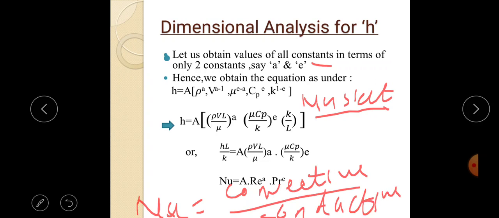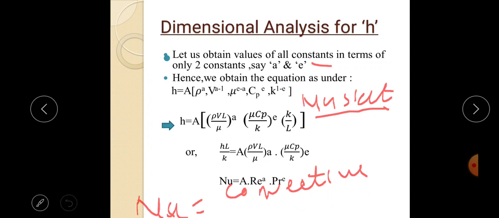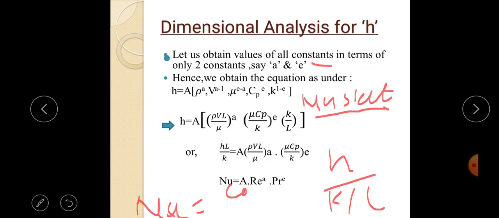Nusselt number is the ratio of convective heat transfer coefficient to conductive heat transfer coefficient. We can write the convective heat transfer coefficient as H, and the conductive heat transfer coefficient as K by L, where H is the heat transfer coefficient, of course, and K is the thermal conductivity, L is the characteristic length. So this is about Nusselt number.